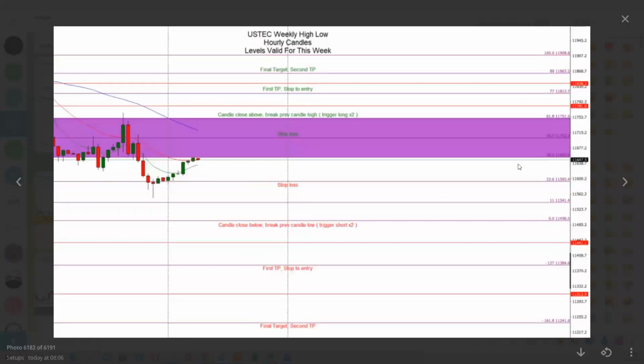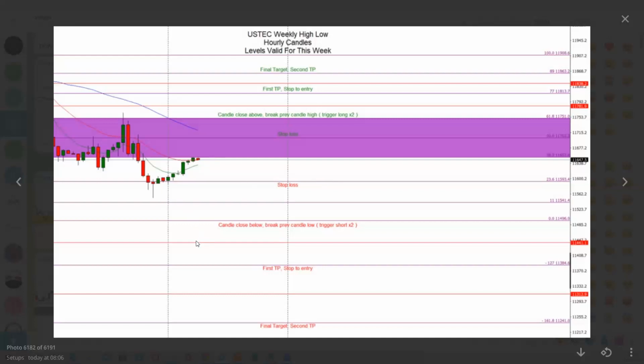On the US tech weekly high low, currently between levels of 23.6 and 38.2. If you look at the moving averages, 50 is above 21, above 8, or blue is above red, above green. So with that, we want the candle close below the 0 level, break previous candle low to aim for the minus 127 first TP, minus 161.8 second TP, stop loss being at 23.6.